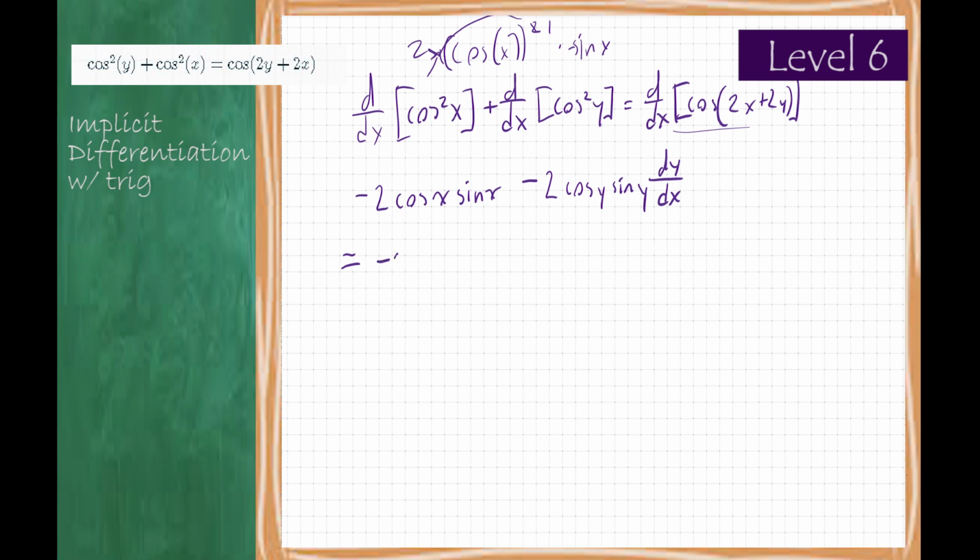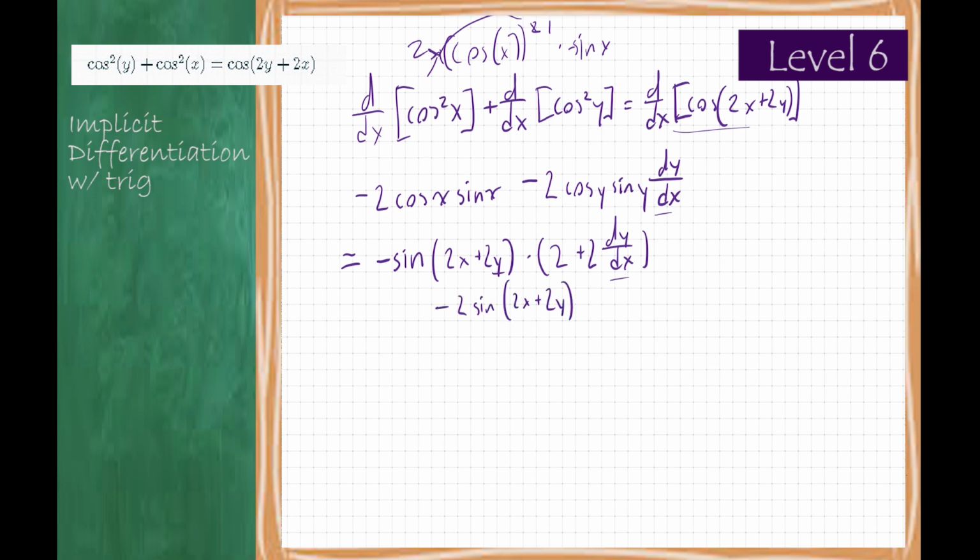Here we're going to apply the chain rule again. So it'll be negative sine of what's already there in the inner function. And then this will be multiplied by the derivative of that inner function. And again, we have to put that dy over dx whenever we're differentiating the y term. Now we want the dy over dx on the same side so we can isolate it.